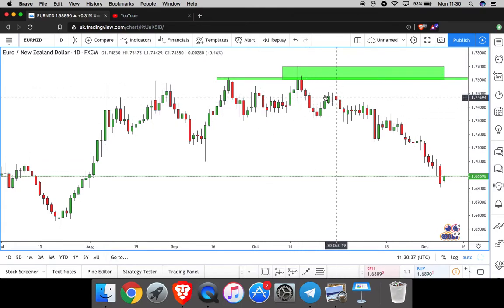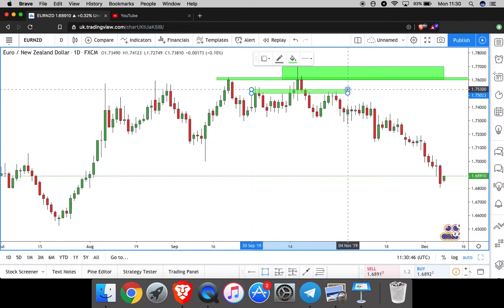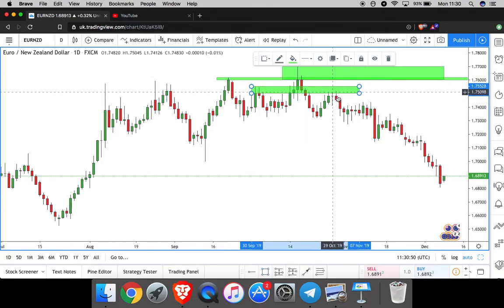Now, if we look left on the push back here, we can see this little turning point here, right? Which is sort of like a QM, right? What it's telling us now is once it starts to reject this level multiple times, it's telling us that it started forming a QM and it can't break above the level, right?